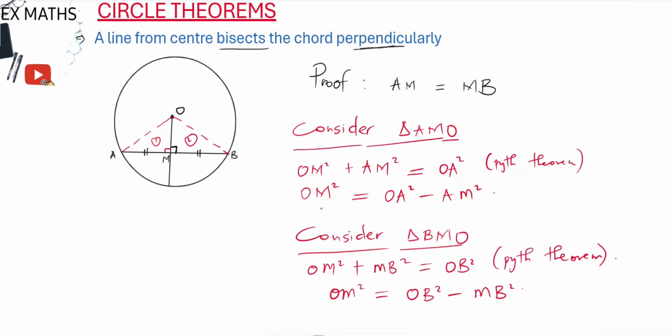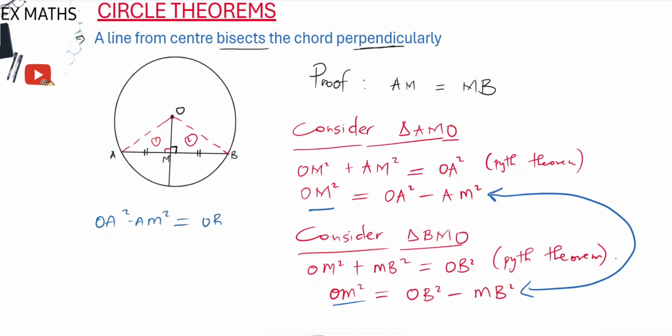Then after that, now this is OM squared, this is OM squared. Both sides will be equal. So this means we can equate the two. This one will be equal to this one. So that's OA squared minus AM squared is equal to OB squared minus MB squared. But as we can see, OA and OB are equal sides because they are both the radii of the circle. So I can say OA is equal to OB. The reason is the radii.